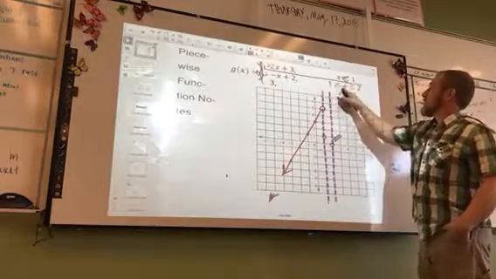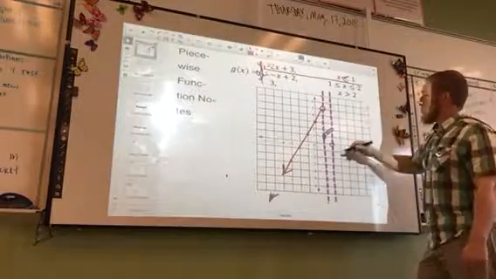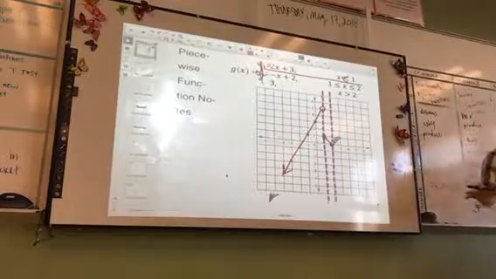Now this says greater than or equal to, so I'm allowed to close that dot. Less than or equal to 2, I'm allowed to close that dot. And then, there we go. That's it for the blue.